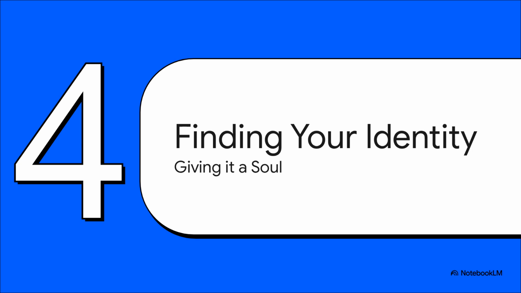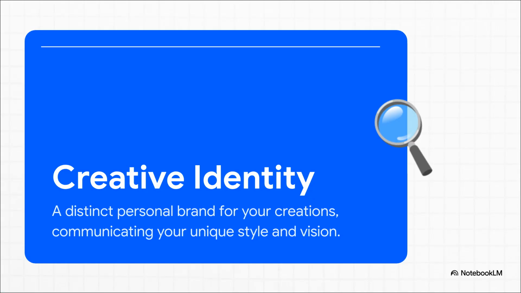So, we've gone through the process. We've built an object, but just because something is finished doesn't mean it has that soul we were talking about. Now we have to give it an identity. This is the part where we move beyond making just a thing and start creating something with a real signature style. And that's what we call a creative identity. Think of it like your unique fingerprint on everything you make. It's that special something that makes a person look at your work and go, oh, I know exactly who made this. It's basically your personal brand, and it's how you tell the world what you're all about.